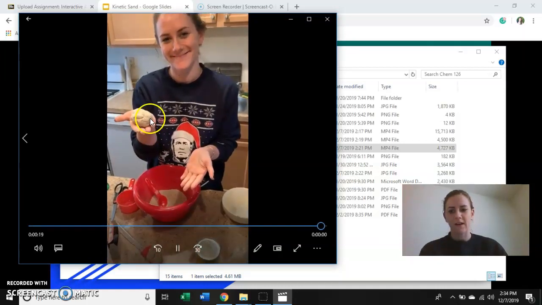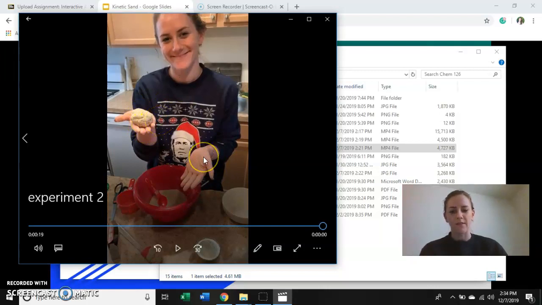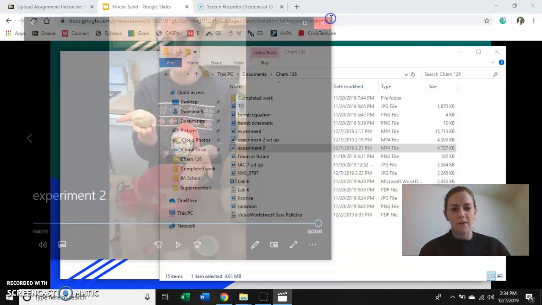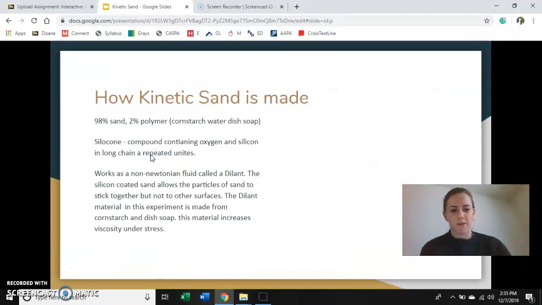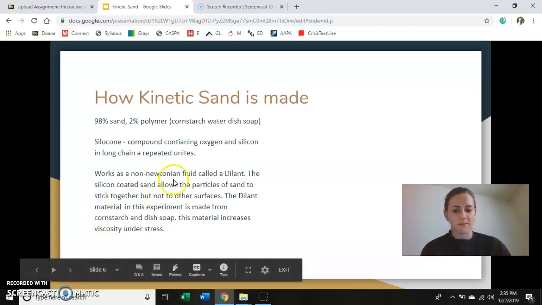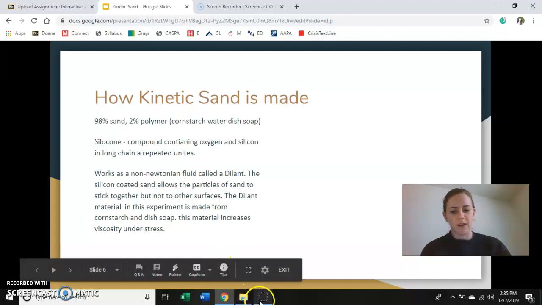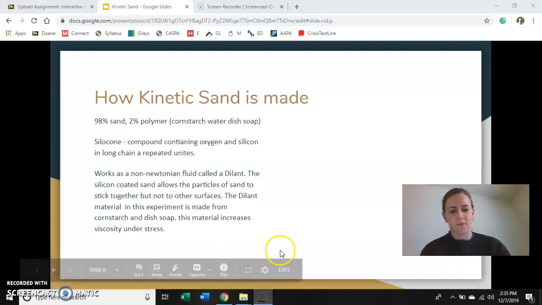Here it's more of a ball, but when I pulled it apart, it kind of fell apart, with the consistency of kinetic sand that I had played with before. So I was pleasantly happy with how that one turned out. In hindsight, I probably would have tried to make the experiment with the glue. She did try that before.